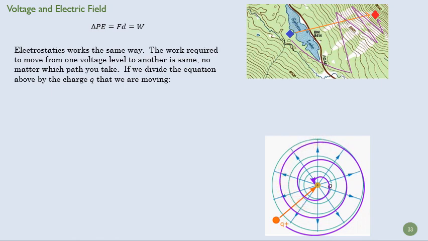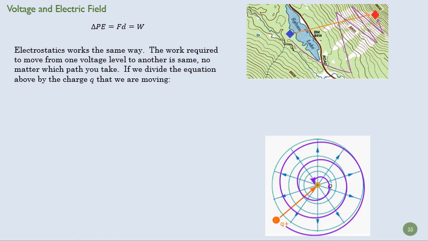This is just like traveling up our mountain here. Okay, the orange path is straight. The same amount of work is done along the orange path as it is along the purple path. And the difference in potential energy of my charge when it gets to the center is going to be the same. It's going to gain the same amount of potential energy.